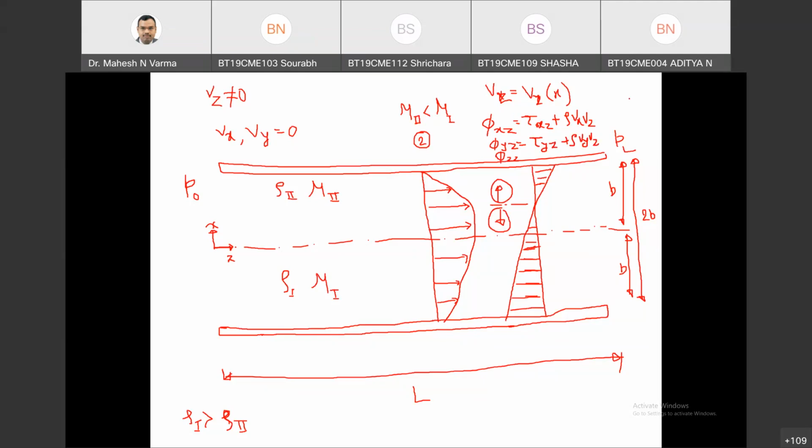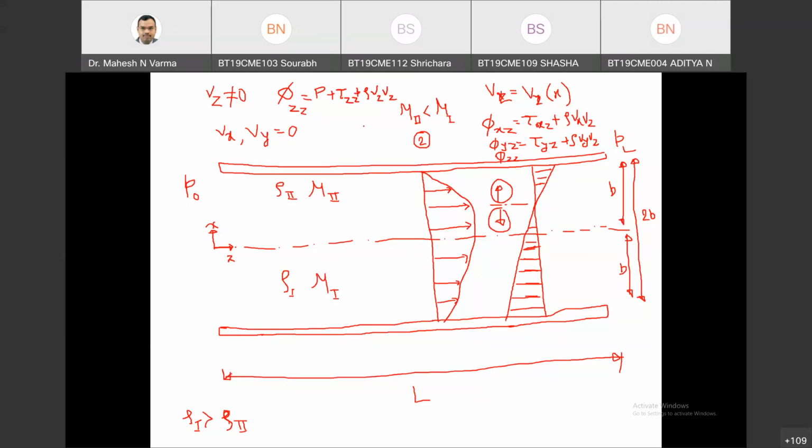I will write this phi ZZ here somewhere. Phi ZZ equals P plus tau ZZ plus rho Vz into Vz, that is rho Vz square.